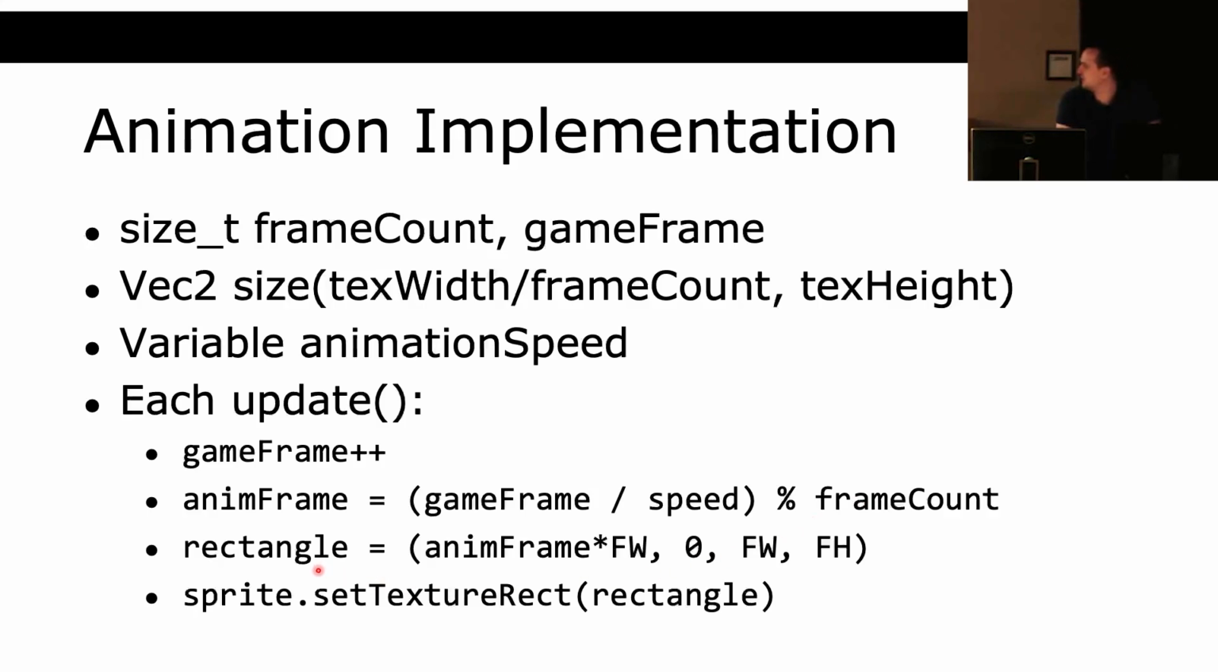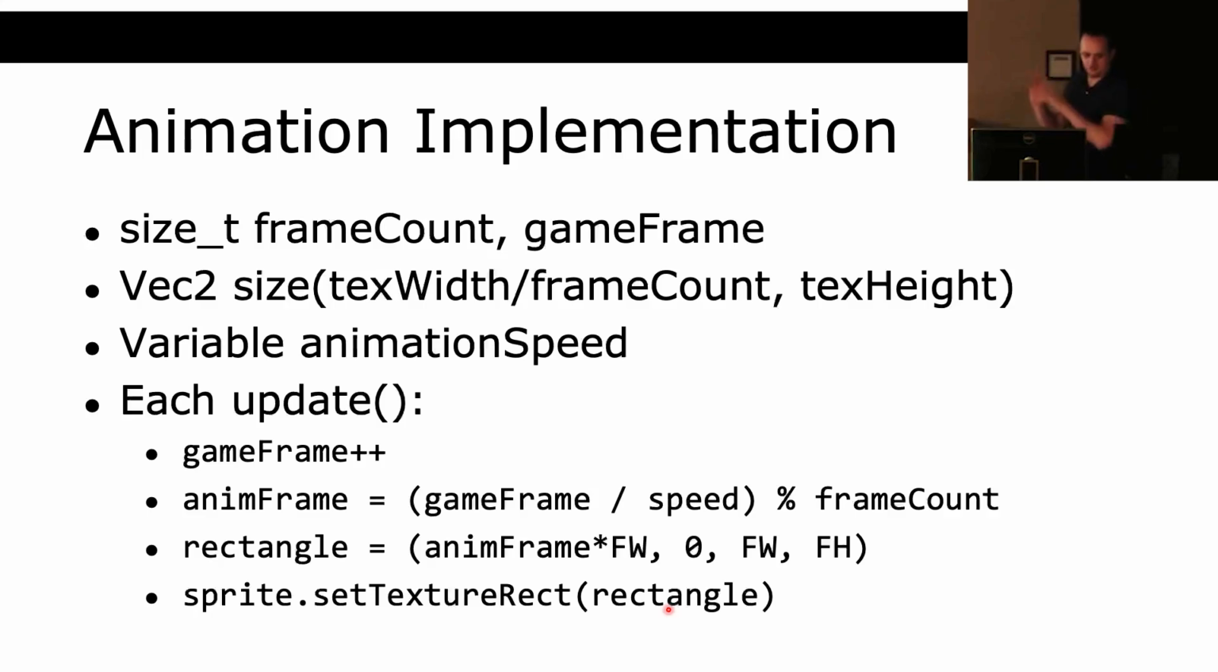Then I specify the rectangle, which is the formula that we just talked about. And then I just set the textured rect of the sprite to that rectangle. So that's how we do animations. The sprite doesn't change. The texture doesn't change. The only thing that changes is the subrectangle of that texture that we want to draw.